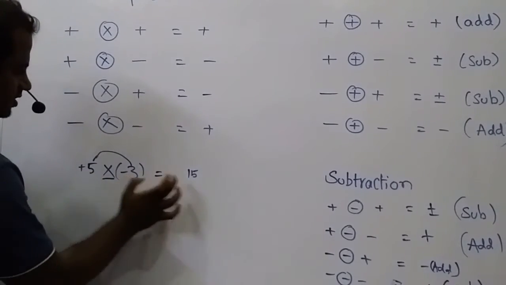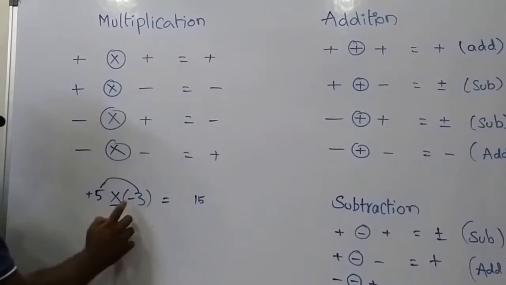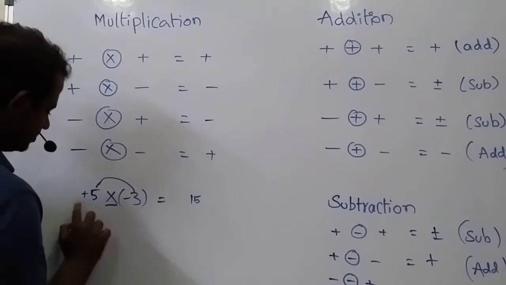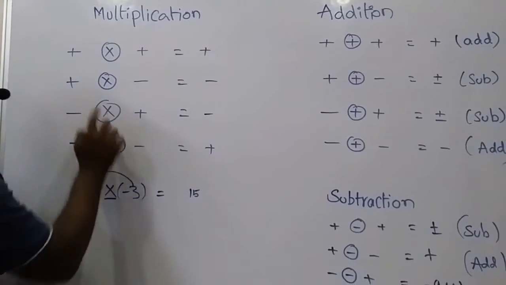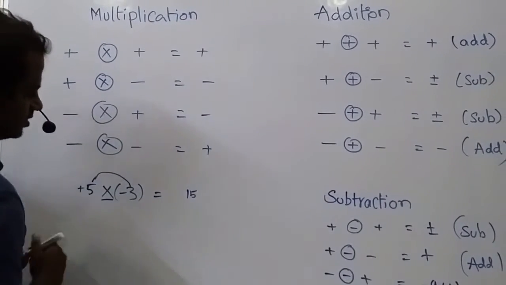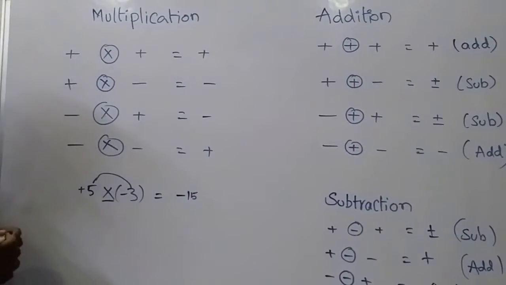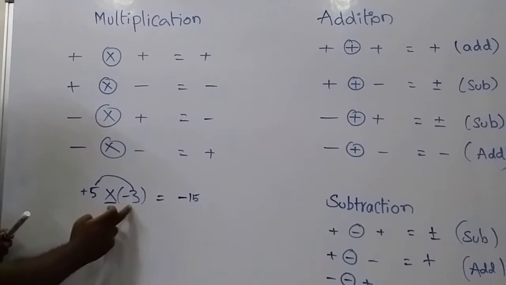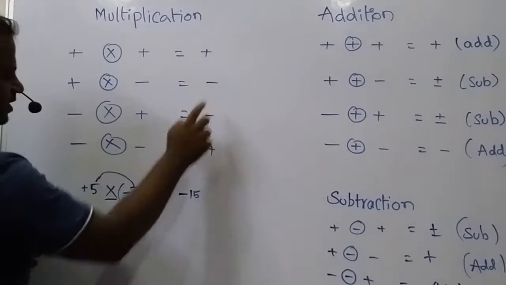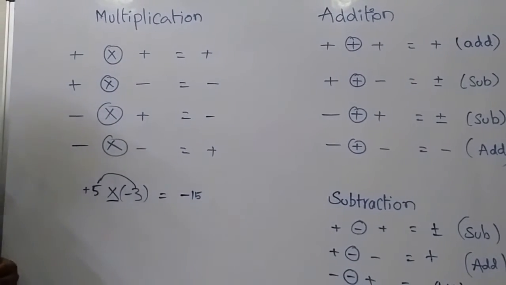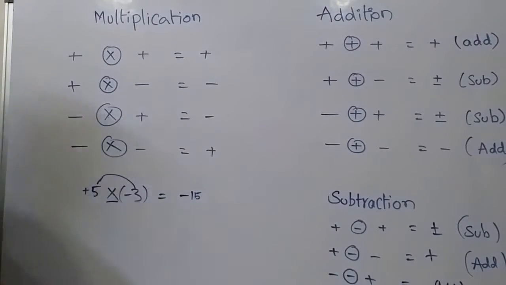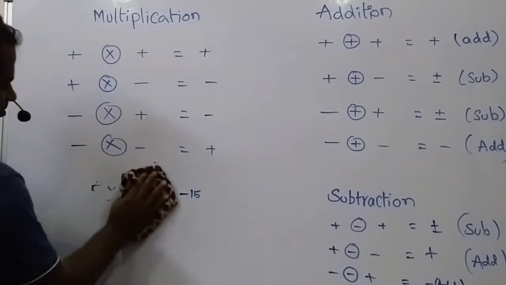5 times 3 is 15, and before 15 what symbol do we have to put, plus or minus? Plus into minus: the final sign before the answer is negative. So if we multiply 5 with minus 3, 5 times 3 is 15, and plus into minus gives a minus sign before the result. We can solve it with these steps. Now check the third step.